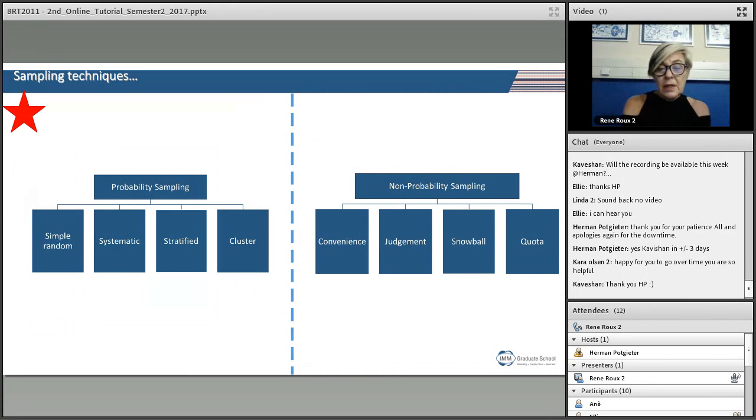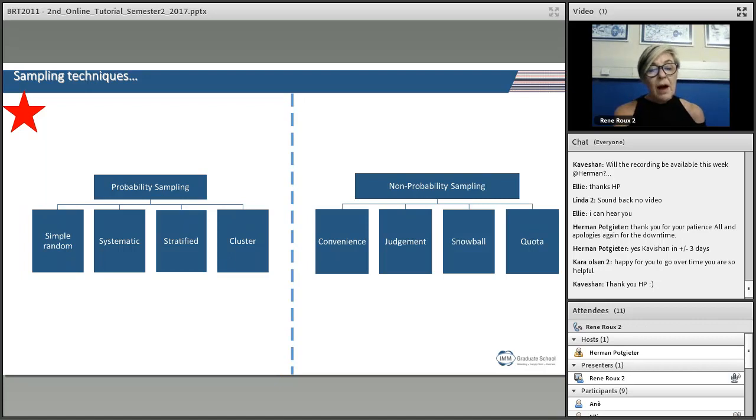Now, probability and non-probability. If life was just as simple to say, yeah, there's just probability and there's non-probability. But there are different types of probability. Simple random, systematic, stratified, and cluster. Simple random is just there are 1,000 people. I need to interview 100 people. I spin my bottle and it ends up on number 20, and from there onwards I count every 20th person and I go round and round and round till I have 100 people in my sample.